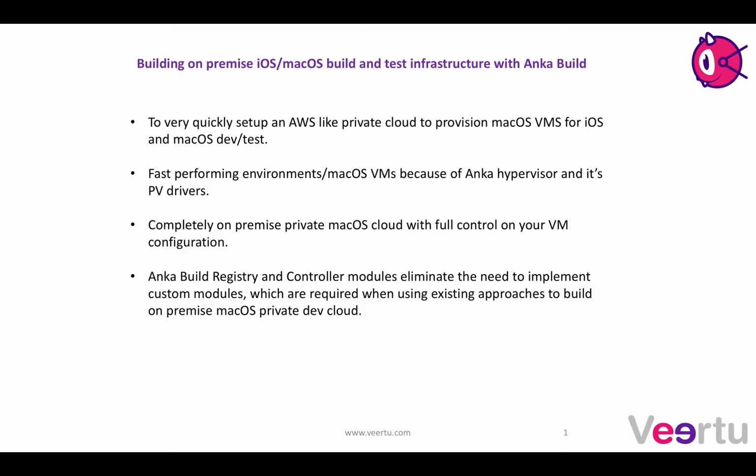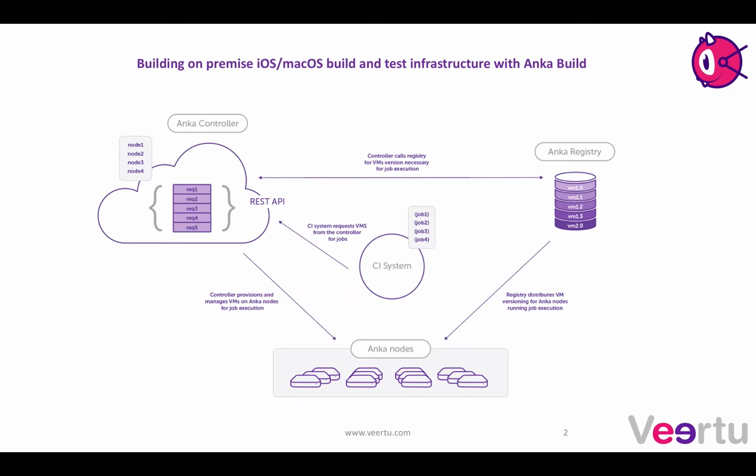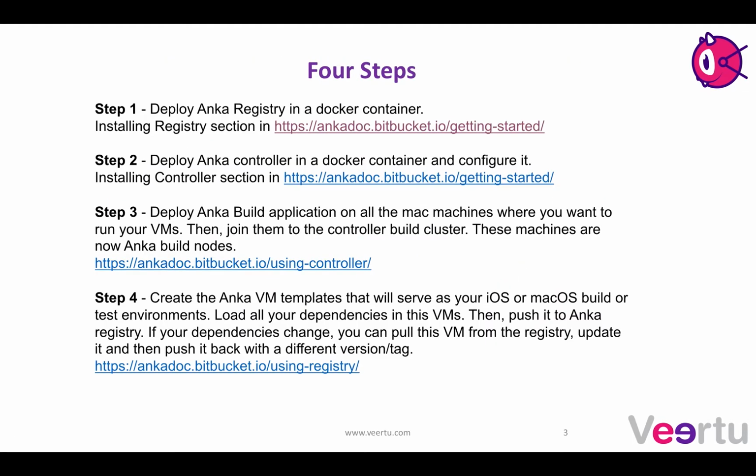A typical setup of Anka Build looks something like this. Anka Registry is deployed inside a Docker container. Anka Controller is also deployed inside a Docker container and exposes its REST APIs for integration with third-party CI system. The Mac hardware is virtualized using Anka Build application and is able to talk to the Anka controller as well as the Anka registry. Anka Build can be configured in 4 simple steps.